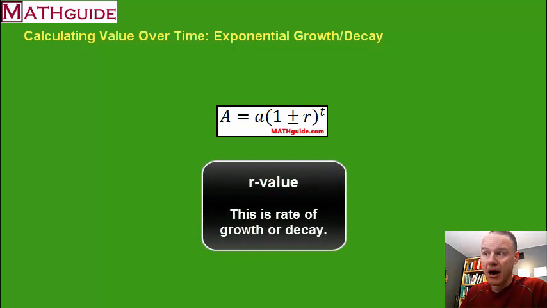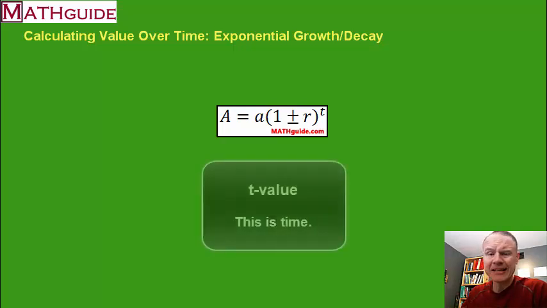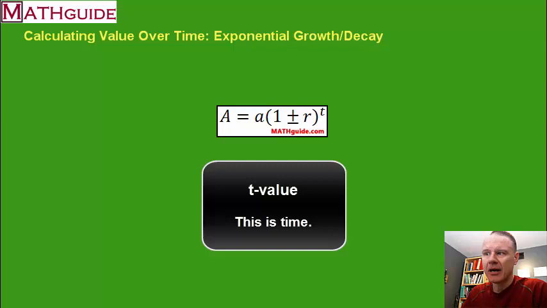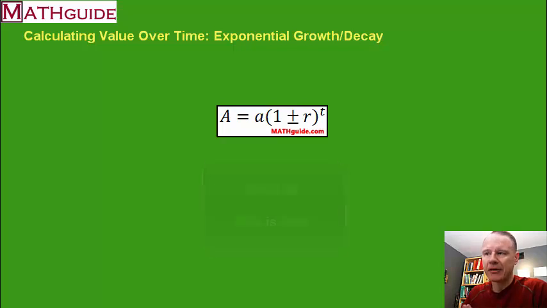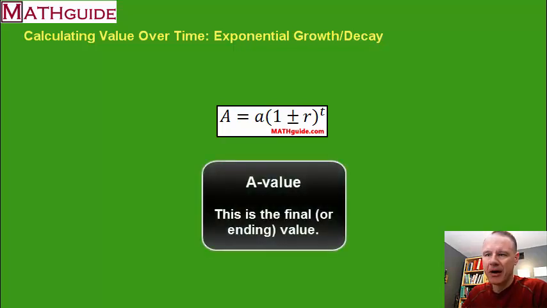The R stands for rate. So what is the rate? And usually it's referred to in a problem as a percent. T is, of course, our time. And the capital A stands for the final amount of whatever item we're talking about.